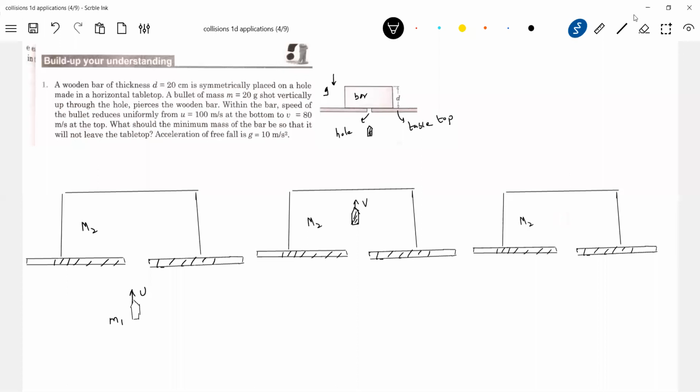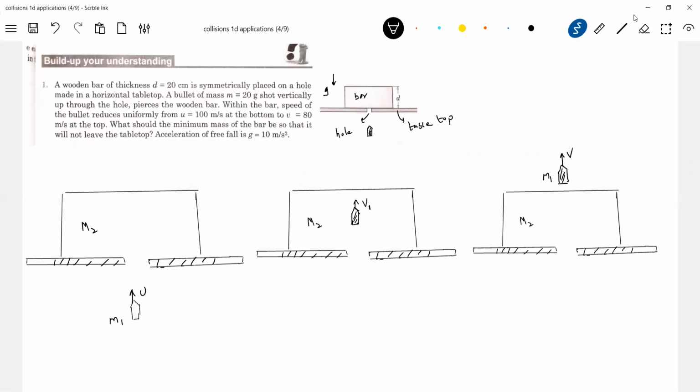Finally it emerges, no? Here it emerges, it is telling. It will emerge with a certain speed that is available. At the bottom V equal to 0, at the top, okay, this is the velocity. So somewhere here the velocity, let it be, say, V1. The moment it enters, it will have velocity U, and when it emerges out, it will have V.